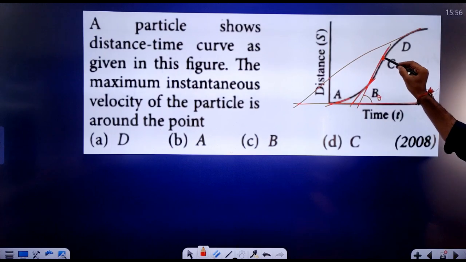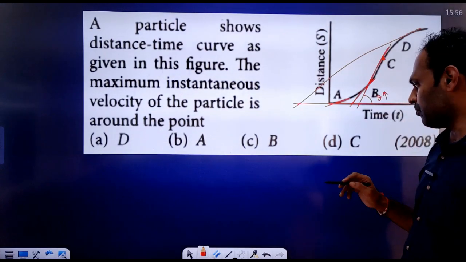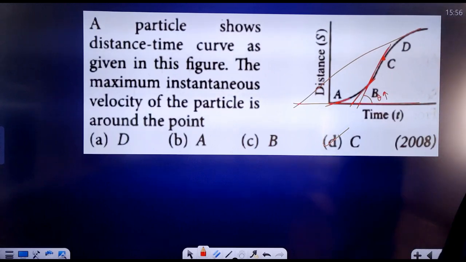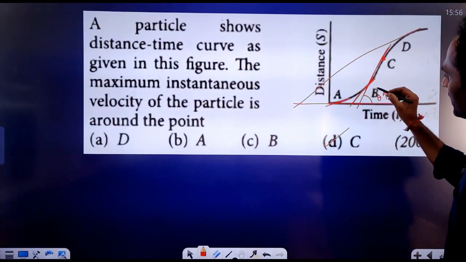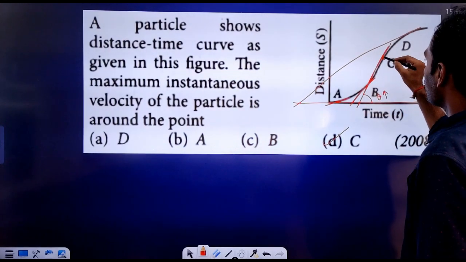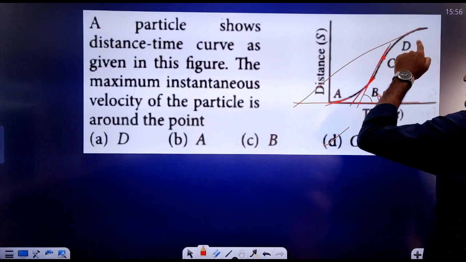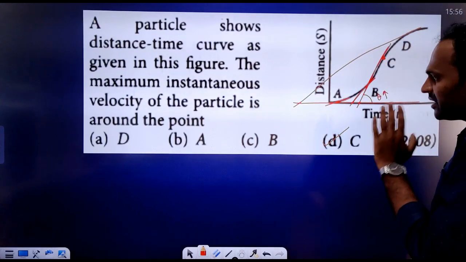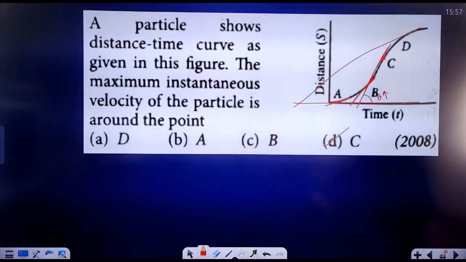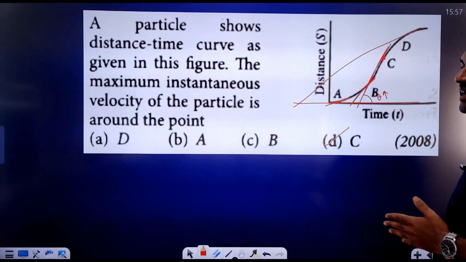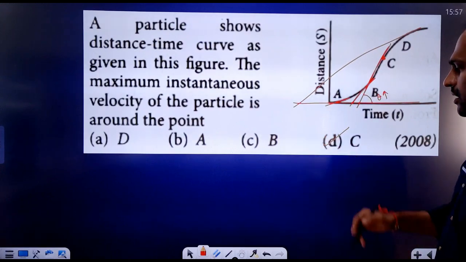Right? So for point C, the slope is more. So if slope is more, then velocity will be more. Then which option is correct? Option D is correct. Slope is more at point C. You have to see the angle for the tangents drawn to those points. Draw a tangent at A, B, C and D, and measure the angle of those tangents with respect to positive x-axis in anti-clockwise direction. You will get to know which angle is greater, and it is greater at point C. That's why velocity is maximum, or greater, at point C.